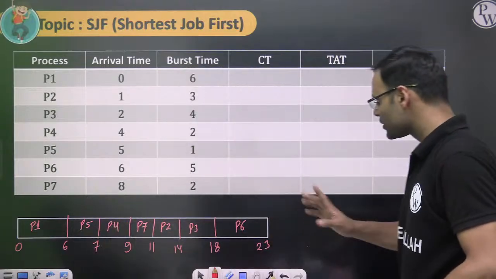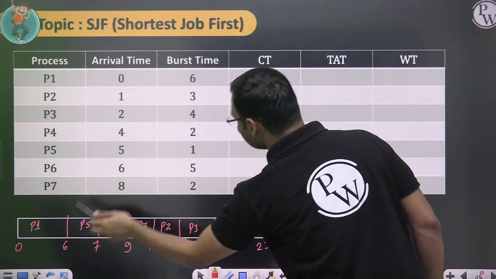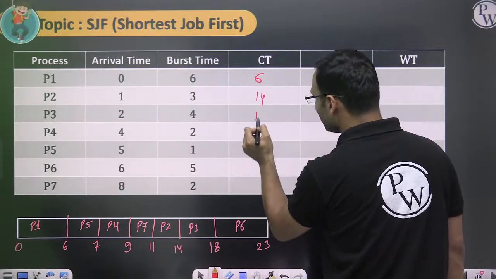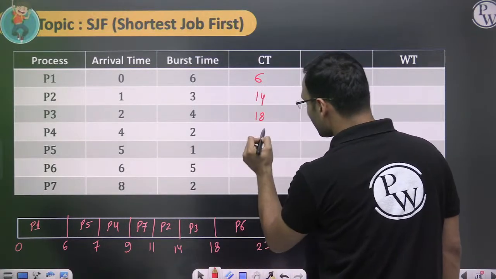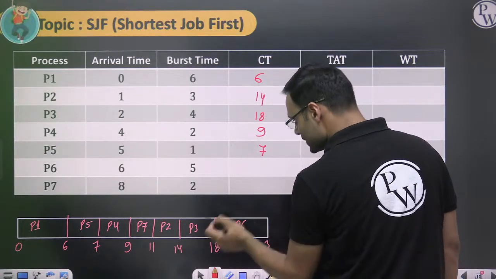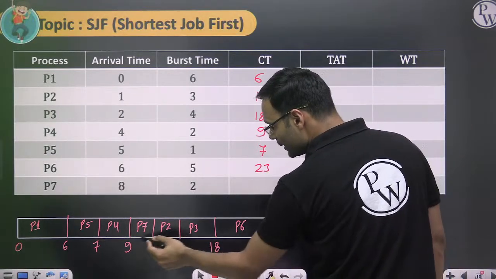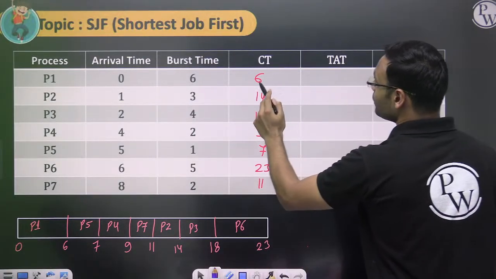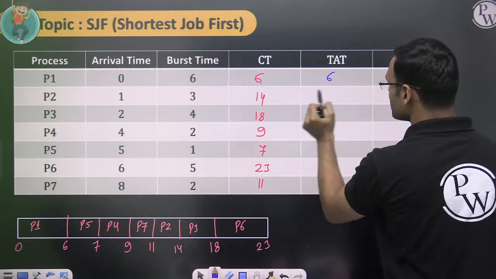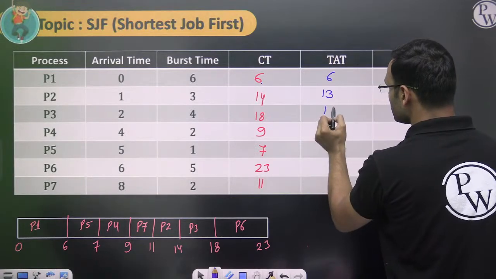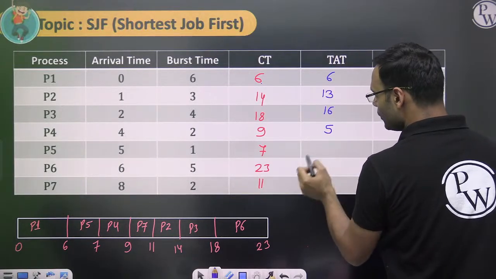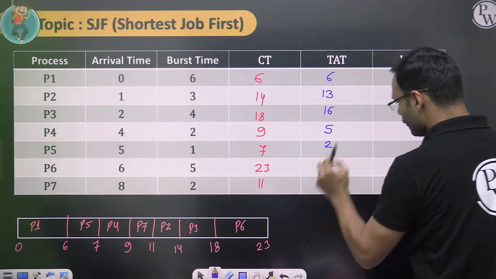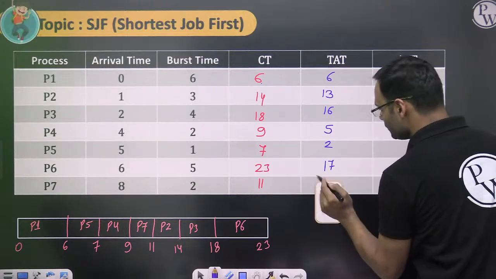Just confirm if you guys understood this. P1 completed at 6 time. P2 at 14. P3 completed at 18. P4 at 9. P5 at 7. P6 at 23. And P7 at 11. Next, turnaround time, completion time minus arrival time: 6, 13, 16, 5, 2, 17, and 3. One last, waiting time.